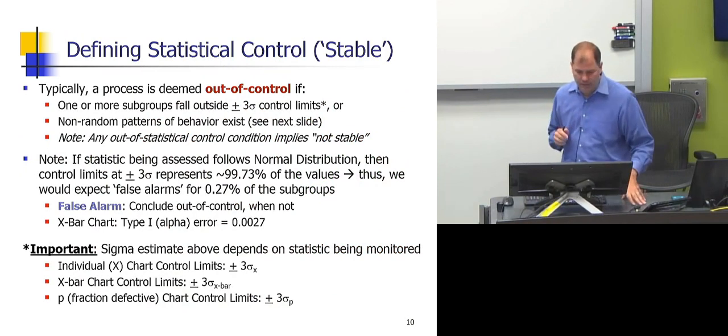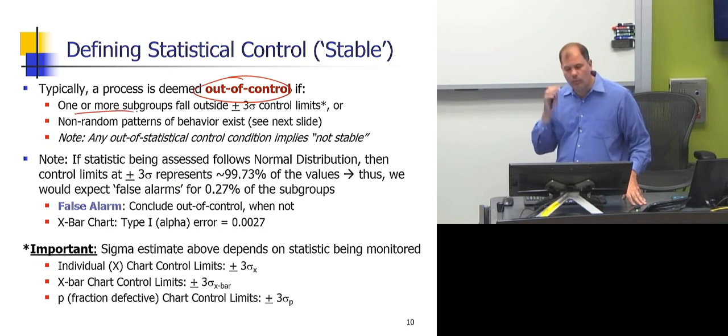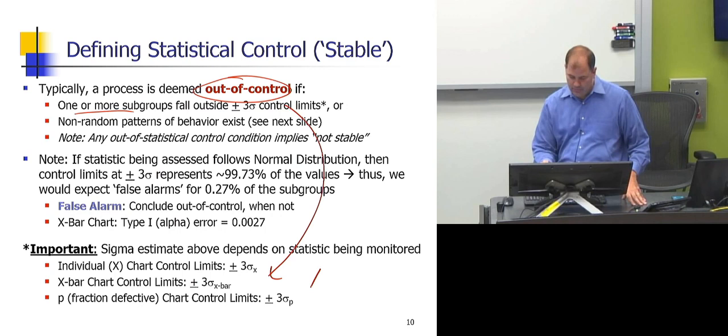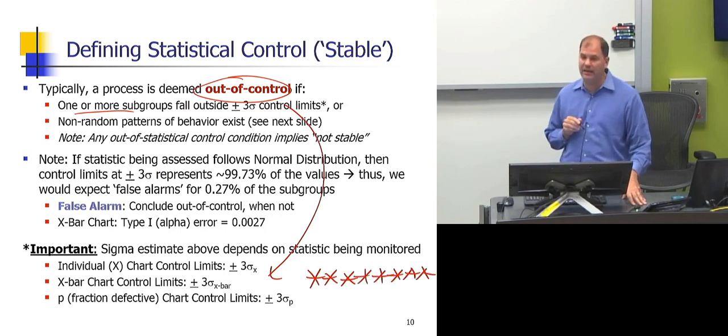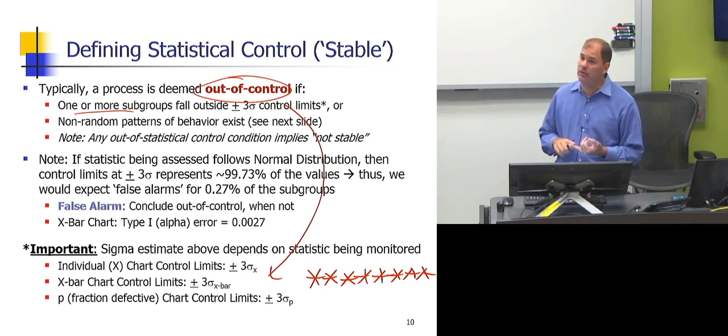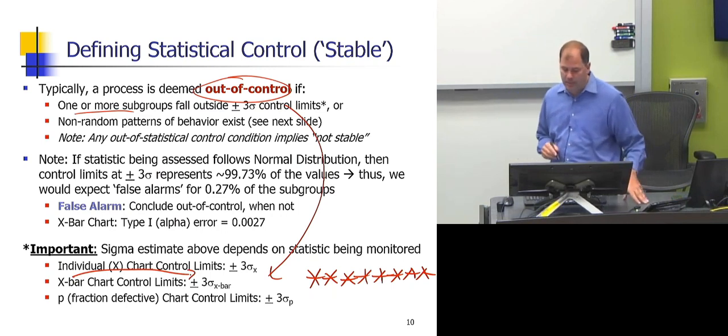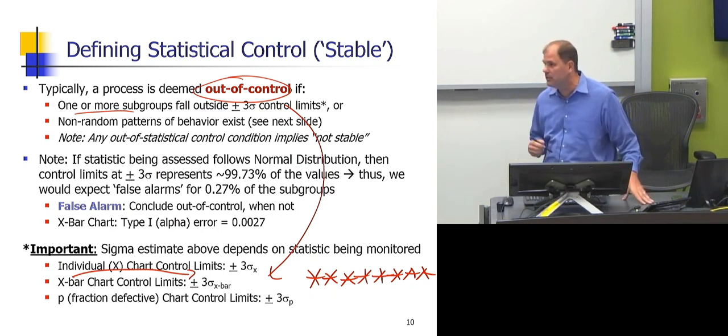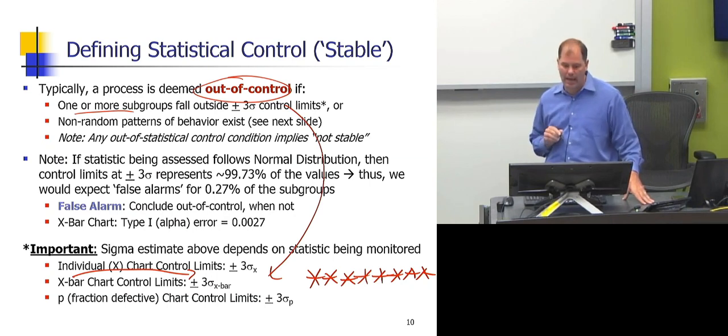All right, a little bit of definition things. When I call something out of control, it means one or more subgroups outside the 3 sigma control limits. When I say 3 sigma control limits, do not fall for the idea that it means 3 sigma x's. It could be 3 sigma x's, it could be 3 sigma x bars. If I'm plotting x bars, I'm going to do 3 sigma x bars. If I have a P, I'm going to do 3 sigma proportions.